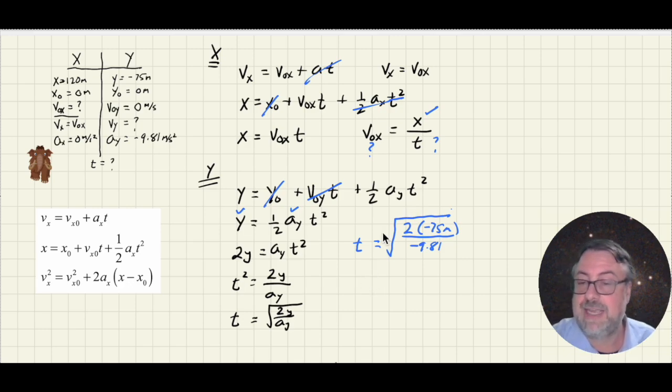But now I will take out my tool of Satan to find out what this is. So 2 times 75 gives me 150. I'm dividing that by 9.81. And then I'm going to take the square root of that answer. And I get that this time works out to be 3.91 seconds.